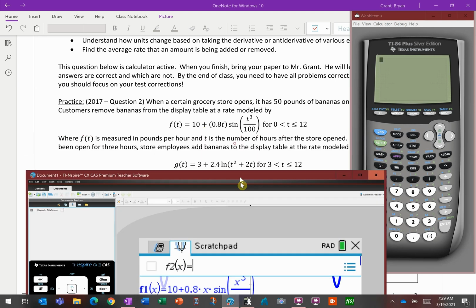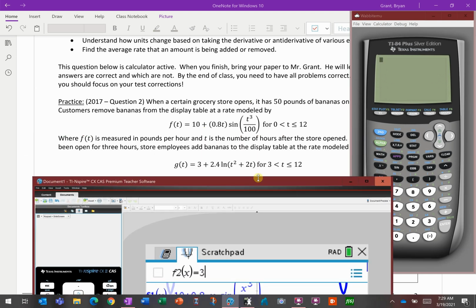And the second one is this guy down here. 3 plus 2.4 times the natural log of x squared plus 2x. Make sure your plus 2x doesn't end up here. That's no good. And you'll get the wrong answer. And I think we should be good there.